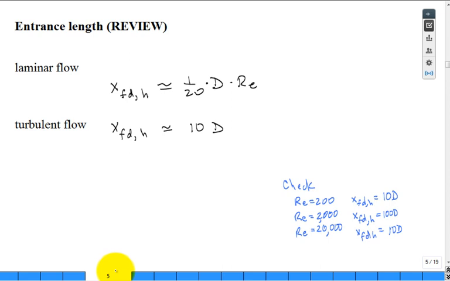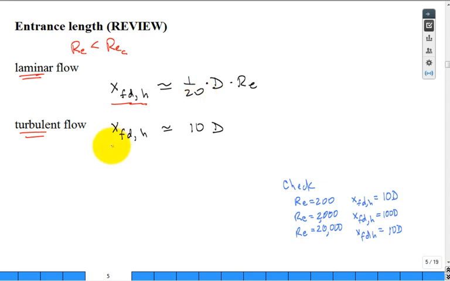So how long is that entrance length before it's fully developed? Well, it depends if it's going to be fully developed laminar flow eventually or turbulent. It depends on the Reynolds number. So if the actual Reynolds number is less than the critical Reynolds number, you expect it to eventually be laminar flow. And a lot of work went into developing it, fully developed hydrodynamically. It's 1/20th diameter times that actual Reynolds number. That's the consensus. That's out of the fluid mechanics textbooks.